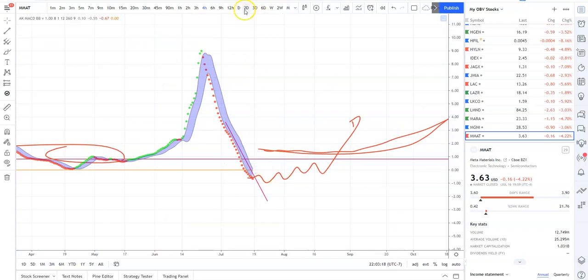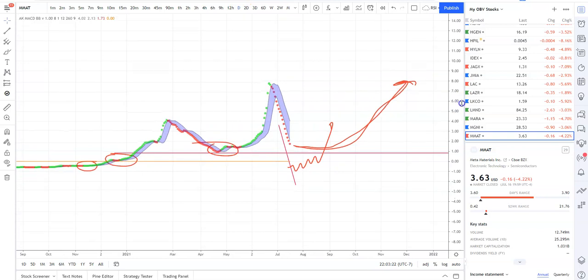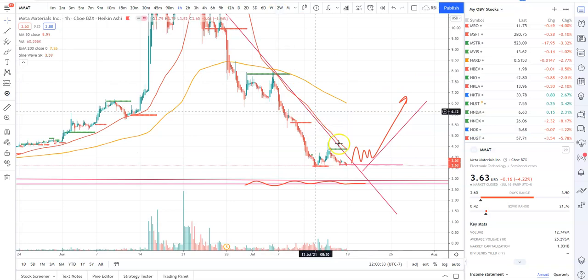Still liking the look of the chart quite a bit here. But obviously we do need some things to happen. We do need this momentum to start accelerating back to the upside, and most importantly we need this zone of support to hold on MMAT.